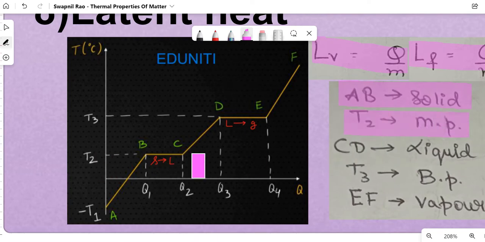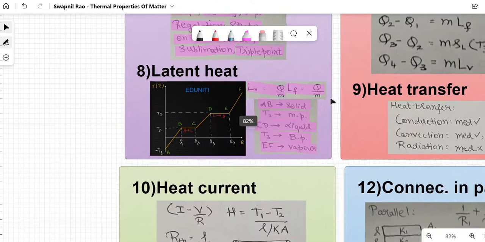And next one would be CD, which means from C to D. As it's in liquid state, which would be water, I've written liquid. Same way, at temperature T3, it will start changing from liquid to gas. That's why it's called the boiling point. And finally, afterwards, E to F, again, it will be in vapor phase. It's obvious. I'm pretty sure you understood what this graph means. But what you have to know is how to convert the graph into equations.